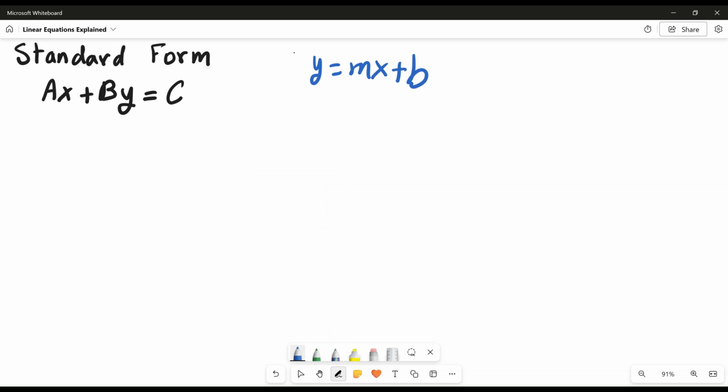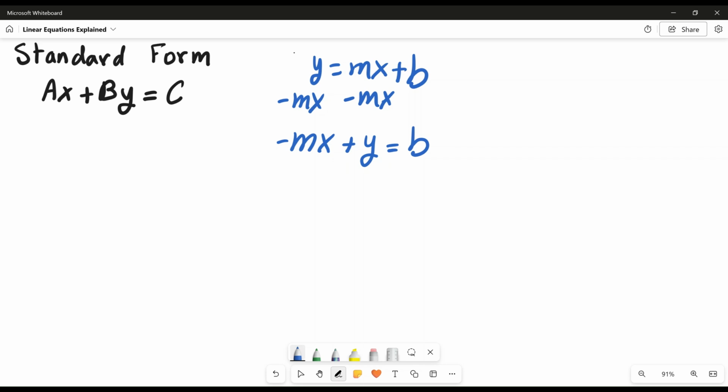To go to standard form, you need your y and your x together on one side. So I'm going to subtract mx from both sides. What I got is -mx plus y equals b. Does that mean my b is the same as my c in the standard form? Or does that mean my slope, -m, is the value of a? No. That's why using an example is very important.